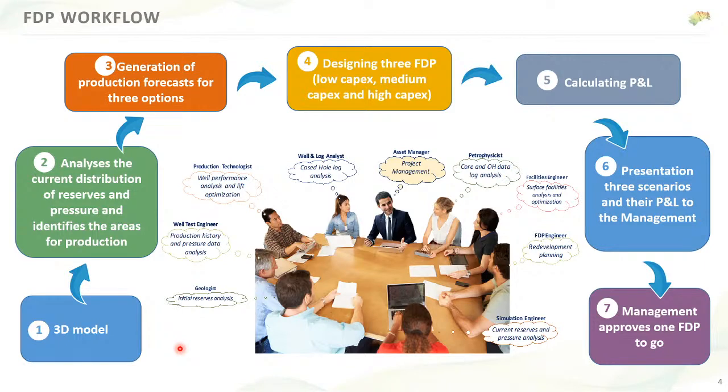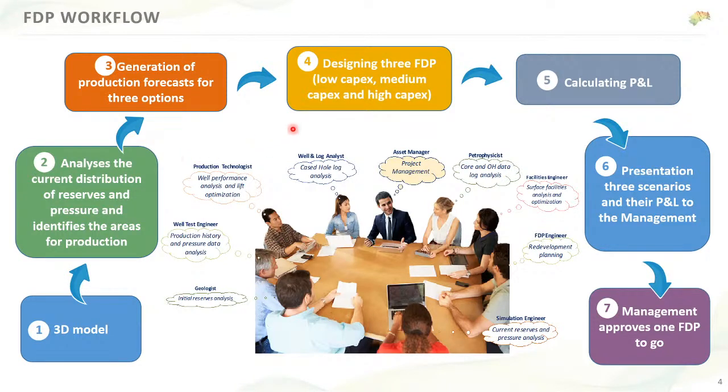Generally, the asset team is going to say that we have a 3D model and we are going to analyze the current distribution of reserves and pressure, and then identify those areas where there are more reserves and a good pressure, and we can get more production from them. And then they'll try to generate the production forecasts. Basically, you may have two or three 3D models, maybe one with a high STOIP, one with a low STOIP, one with a medium STOIP.